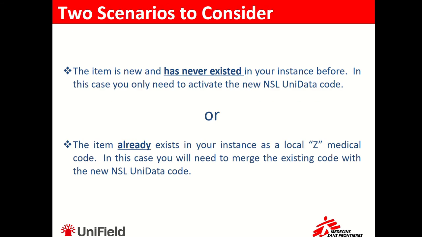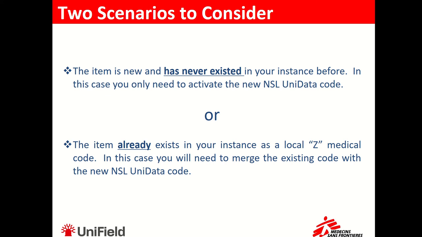The first and easiest scenario is you have an item that is new, which means it has never existed in your Unifield instance before. In this case, all you have to do is activate the new non-standard local Unidata code after you've received confirmation from HQ that the code has been created and subscribed, which means it'll automatically synchronize down to your instance.